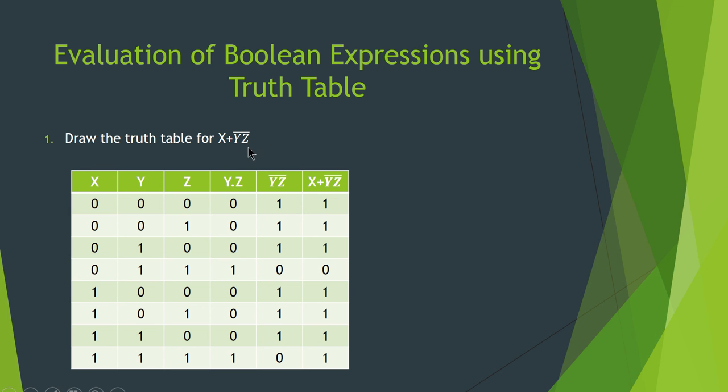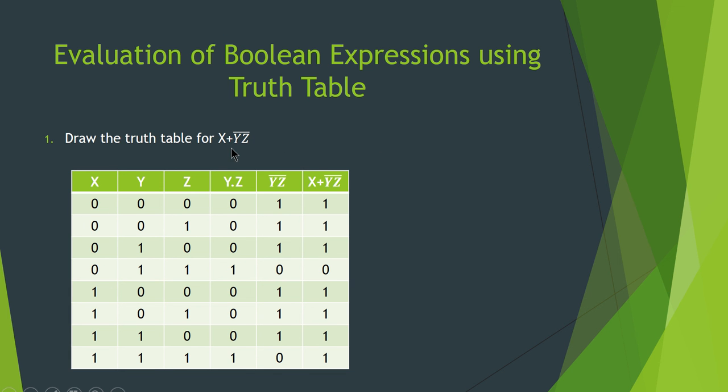Once the expression is given, you have to find out how many variables are present. Here there are three variables: x, y and z. When there are three variables, you will have 2 to the power of 3 combinations. If you have n variables, you will have 2 to the power of n combinations. If you have 2 variables, 2 power 2, 4 different combinations. If you have one variable, 2 to the power of 1, then you have 2 different combinations. Combination here means how many inputs you can have.